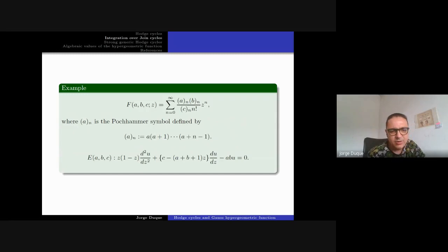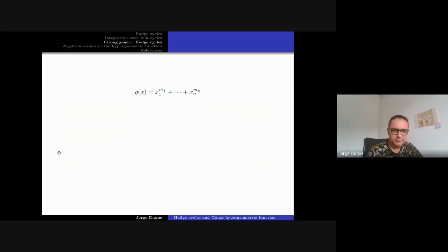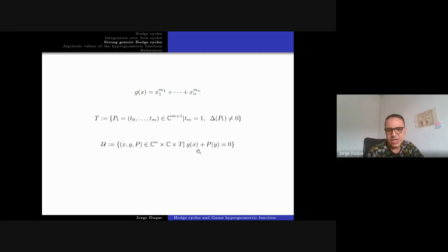Now let's define a generic Hodge cycle in a perturbation of the Fermat variety. Of course, remember this is the Fermat polynomial. Consider the parameter space T, where T is the space of polynomials in one variable of degree n with non-zero discriminant. Consider also the family of affine varieties given by the Fermat polynomial plus P equal to zero. The projection is locally trivial, say, a fibration. This means we have a natural way to move a cycle along the fiber.